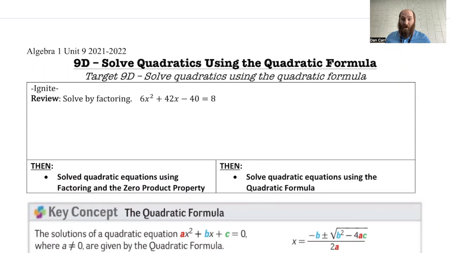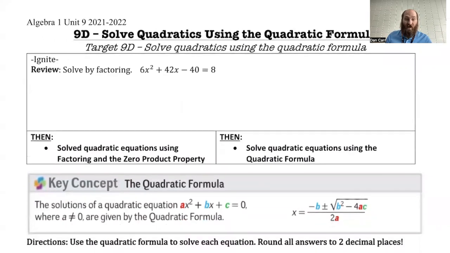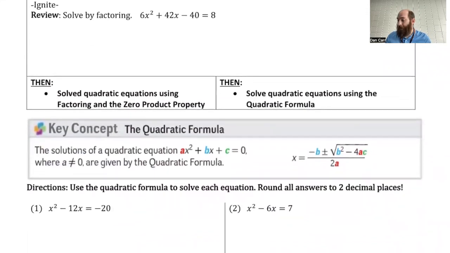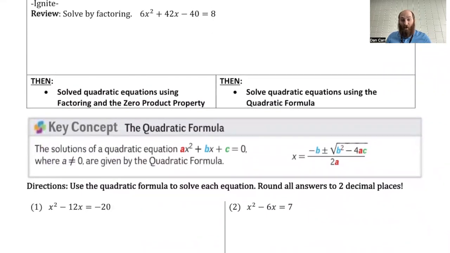So what's nice about this is it's used for any single quadratic, as long as it's in standard form, and also still equal to 0. So here's the quadratic formula right here. The solutions of a quadratic that is ax squared plus bx plus c equal to 0. So just like before, it must equal 0, and a is not equal to 0. This is my quadratic formula.